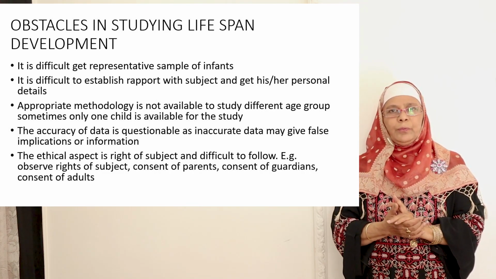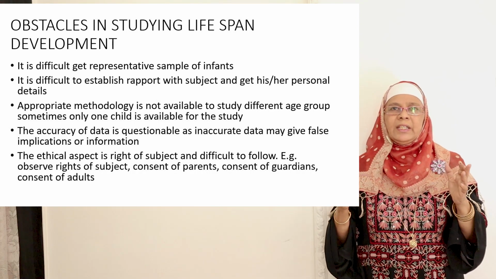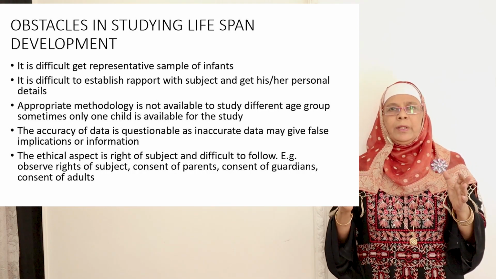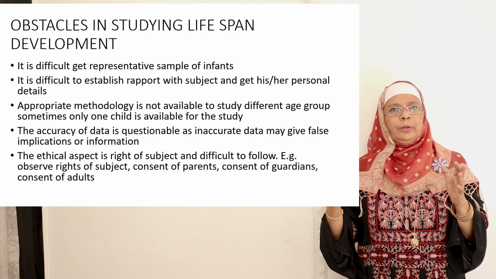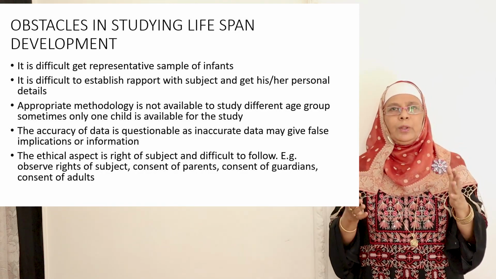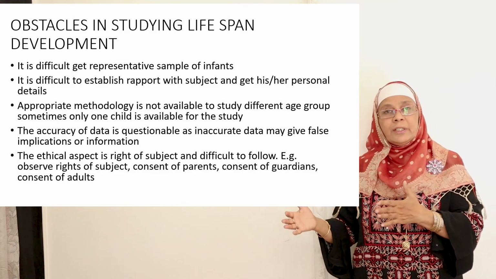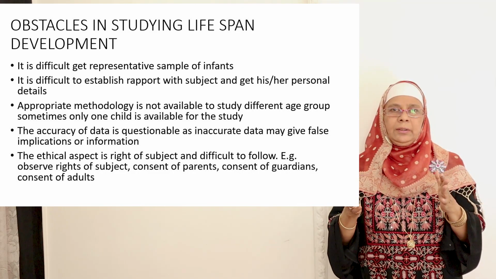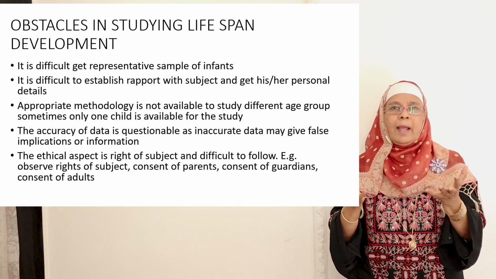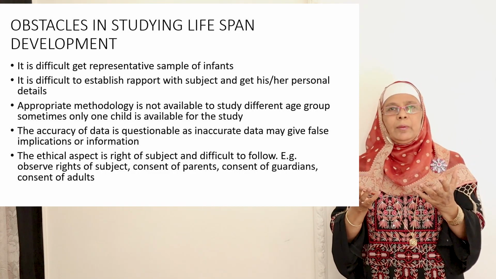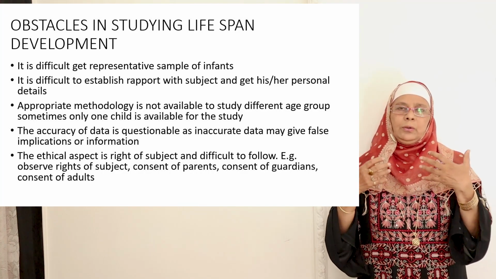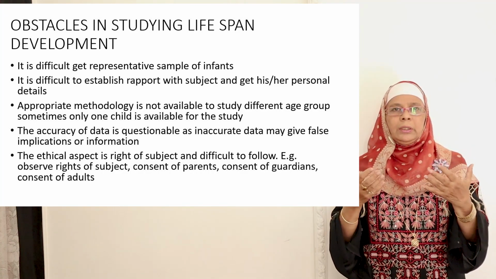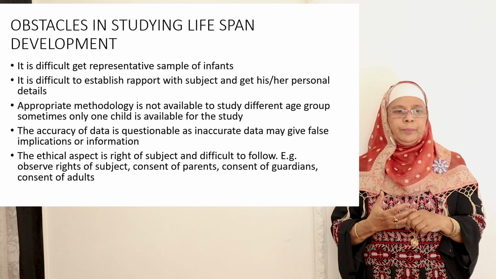First obstacle we have is a representative sample. We may be getting the children from the school, which is readily available to us, but getting infants is very difficult. Therefore, a representative sample of infants is not much available to us. That becomes an obstacle for us to do further research work in lifespan psychology.